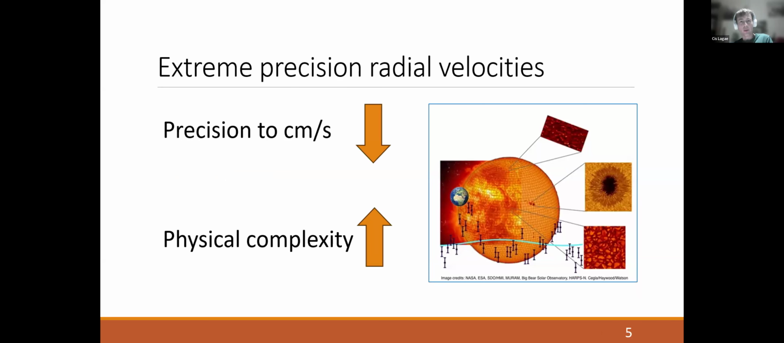So in EPRV, we're really trying to push the precision of our observations to a centimeter per second to find and characterize the Earth analog. But this means that we're unearthing a lot of physics that maybe we don't want to see, and this includes a lot of stellar surface effects, supergranulation or just granulation. It's just noise for our purposes. It's very complex noise, and so we need to understand what's happening at the stellar surface to try and reach our goals of finding that Earth analog.